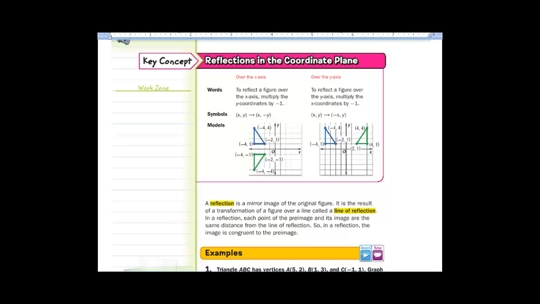Chapter 6, Lesson 2 talks about reflections. So far this chapter we're talking about transformations. In Lesson 1 we talked about translations, which are sliding, right? You slid them up, down, left, right. So when we talk about reflections, the more common term would be a flip.